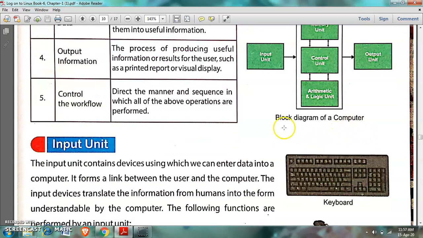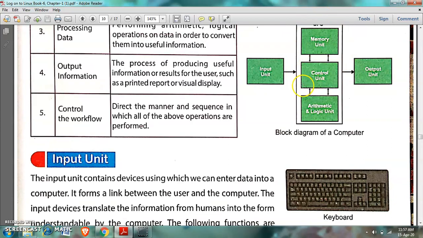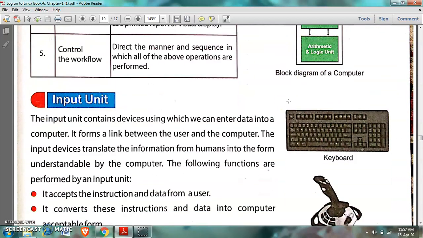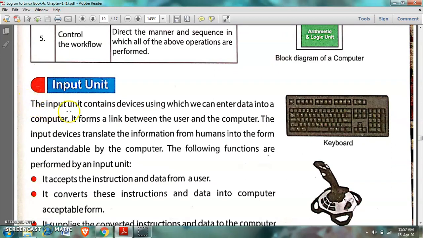So this is very important to understand, this block diagram of a computer. It can come in your exam also to draw a block diagram of a computer. So this structure you are to keep in your mind, and you are to understand the role of each and every unit. Now come on, input unit.